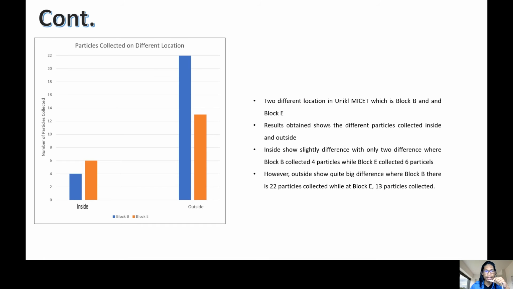Basically, this is the bar chart to show the difference between block B and block E. The results obtained show the difference in particles collected inside and outside. Inside shows only a slight difference of two, where block B collected 4 particles and block E collected 6 particles. However, the outside location shows quite a big difference, where block B collected 22 particles, while block E collected 13 particles.